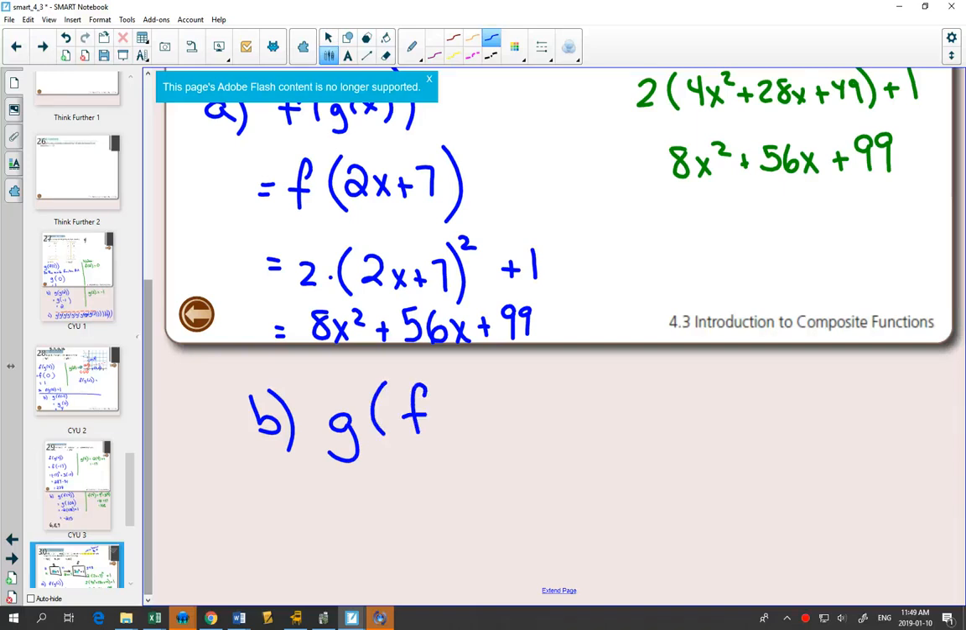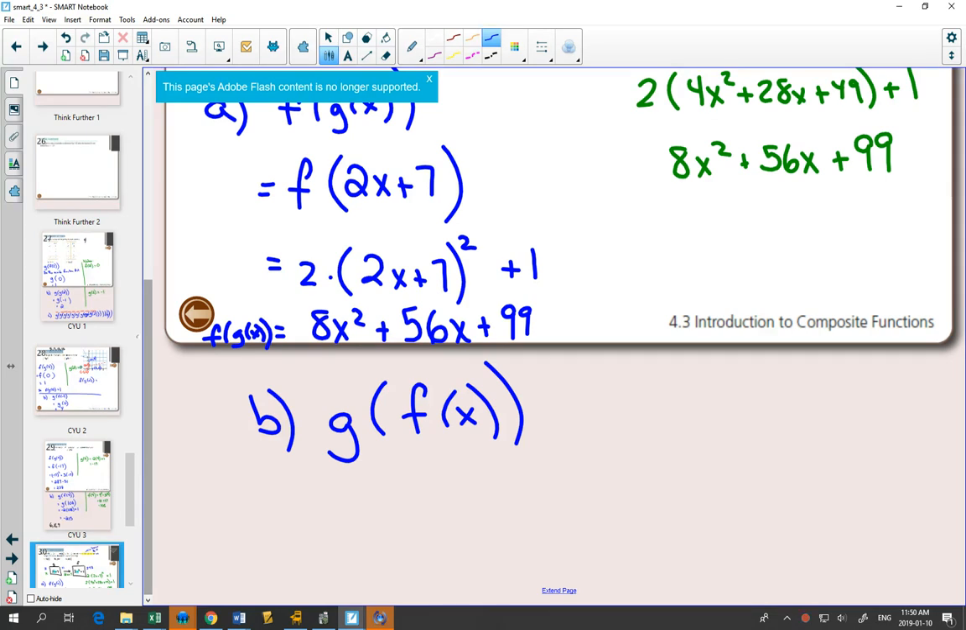Yes? If they asked you to actually solve it instead of finding the equation, would you just have to factor then? Well, if it was solving, it would say for what value of x is f of g of x equal to 0. They have to tell you something on the other side of the equation in order to solve it. Because right now, what's on the other side of the equation here? F of g of x. It can't be solved because there's not a number there.